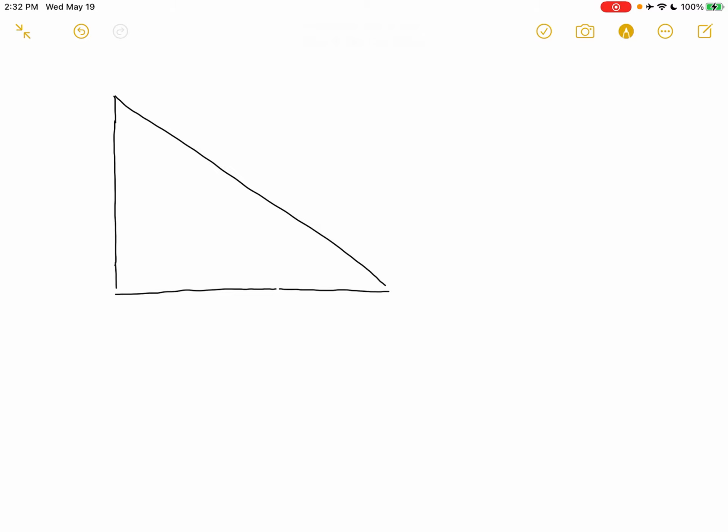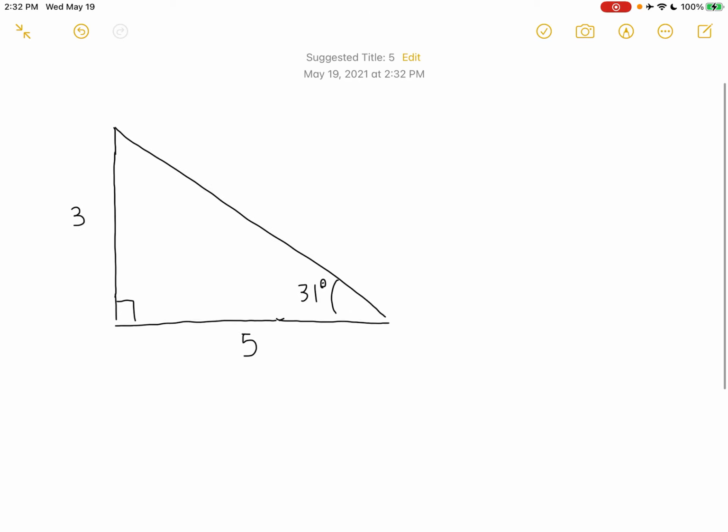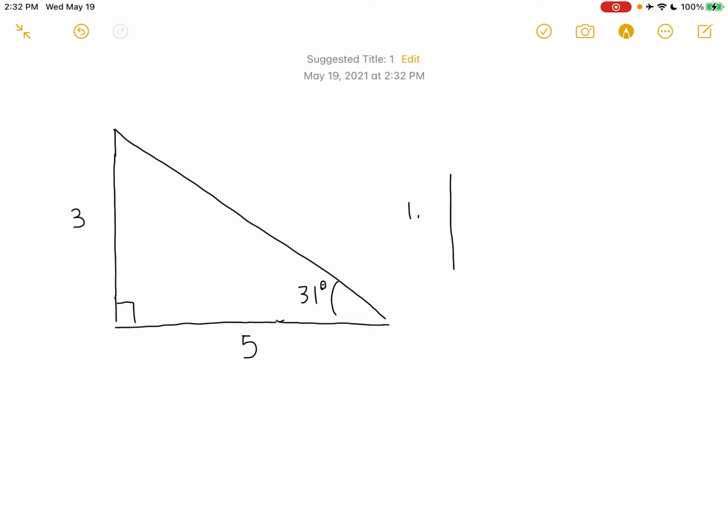For example, if you have a particular right triangle, in fact, I happen to know this one, where this is 31 degrees, and this has a height of 3 and a base of 5, then any other right triangle with a base of 5 and a height of 3 with those proportions. So let's say we have another one, and this is 1.5, and this is 2.5. Same proportions, because I've just cut them both in half. This will also be 31 degrees. That's basically just similarity.